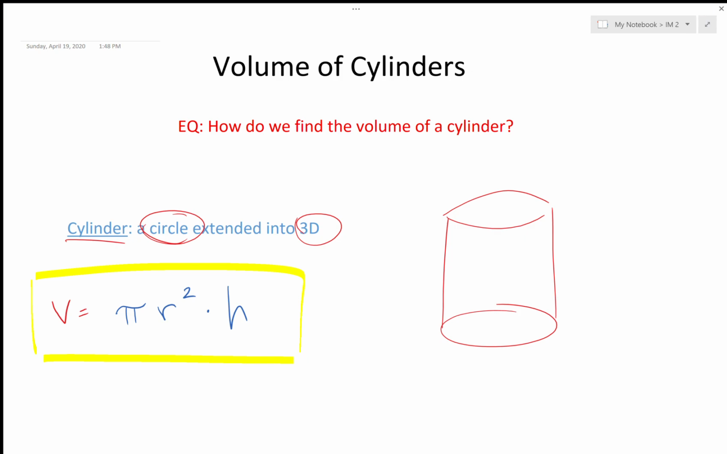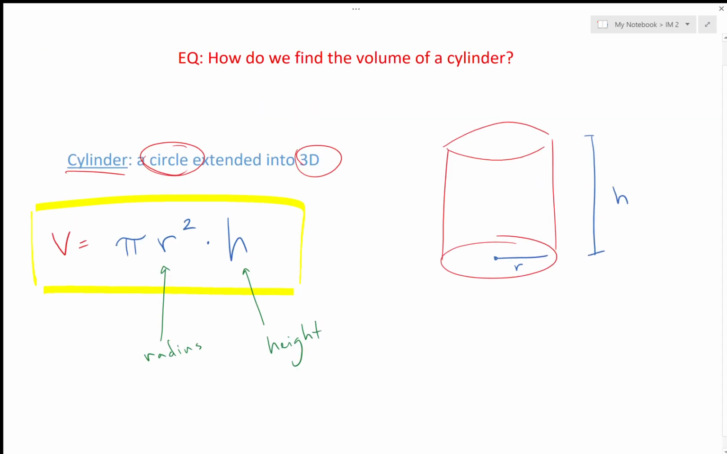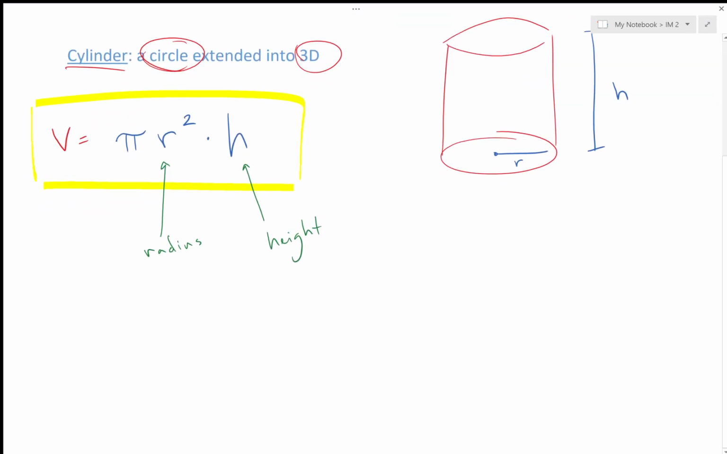And if we mark it out over here, remember your distance from the middle of the circle to the edge of the circle is the radius, and then how tall it is, the height. Okay, so I'll mark that off. Height and radius, and pi, remember, is just our number on the calculator. This is the volume of a cylinder. All right, and we're going to be using this for the rest of our problems here. So, starting this off.